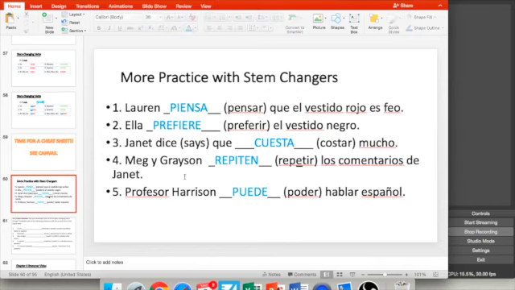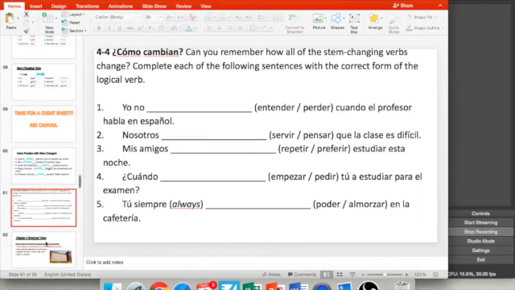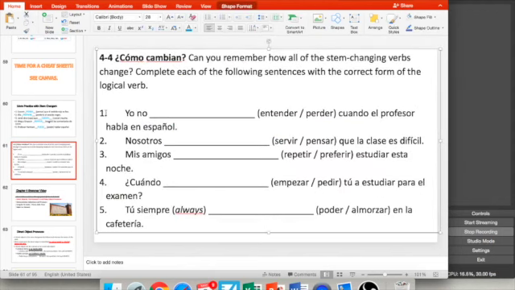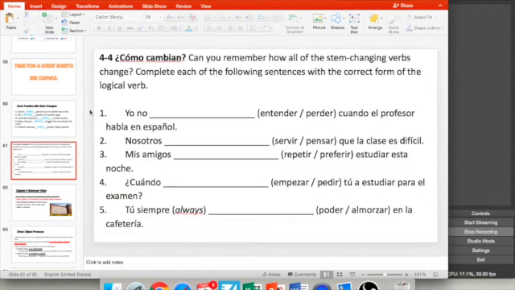Okay, so this is just some practice here. A little bit of additional practice for you on these stem changing verbs. If you feel like you got the hang of it, feel free to go ahead and fast forward to the next part of the grammar video. But if you need a little more practice, we'll go over these, and you might see these on a test or something on My Spanish Lab, who knows.